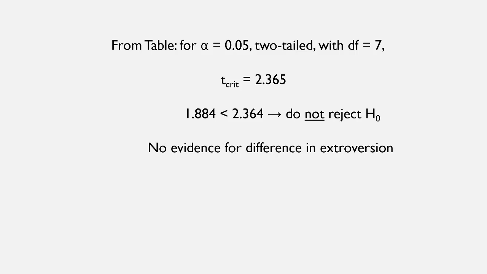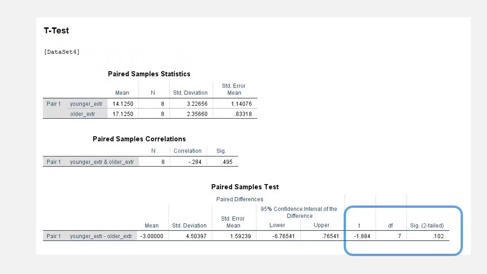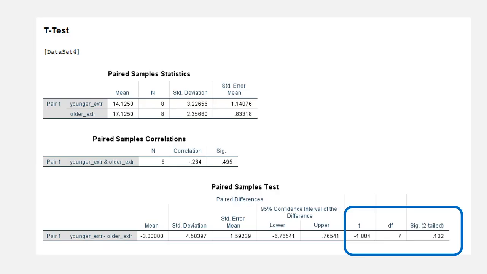So in this case, given that the t that we obtained does not exceed that critical value, we cannot reject the null hypothesis. There's not enough evidence for a substantial enough difference in extroversion between younger and older brothers to conclude that the age of a sibling matters. Again, your analysis would look the same. At the bottom, you see your t-value, degrees of freedom, as well as your significance value, and as you can see, this obtained t-statistic does not rise to the level of significance.